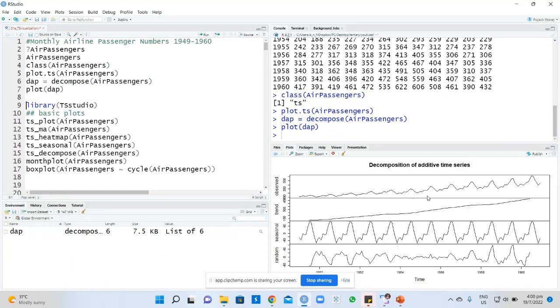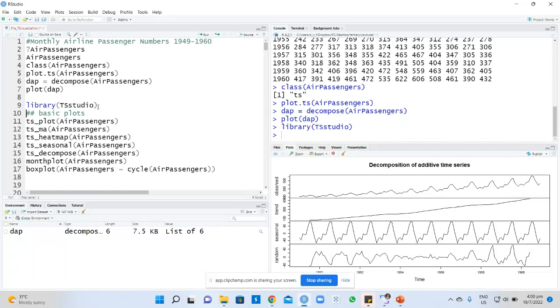This is the observed time series. This is the upward trend, as you can see. These are the seasonal patterns, as you can see over here. And over here, random is the noise that's generated from the time series that's unexplained by the algorithm. So there's this package called TSstudio, which is very useful for plotting time series graphics. Let me show it to you.